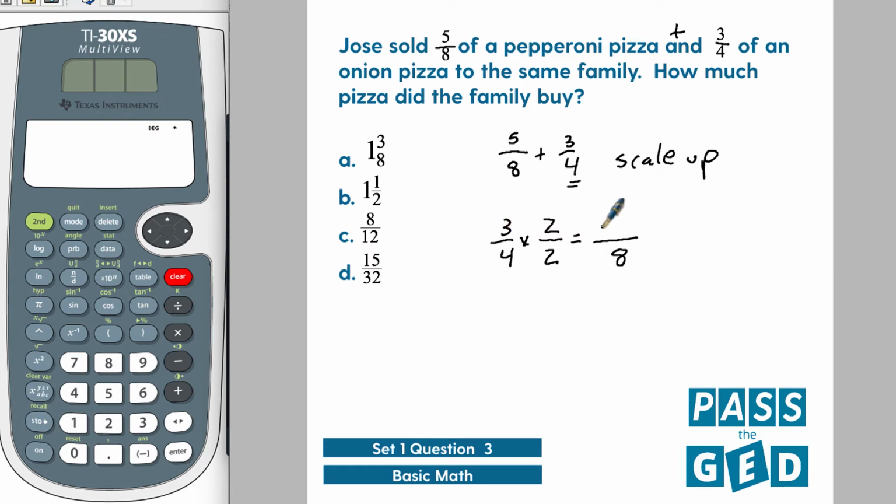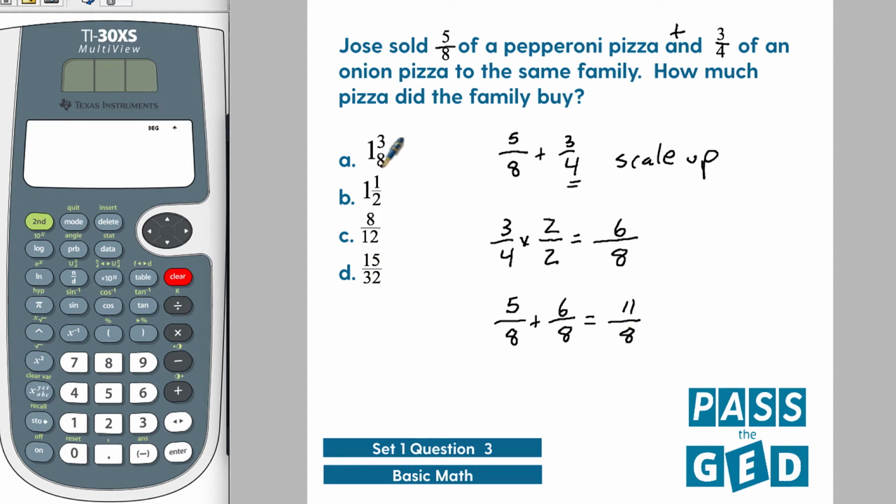And so 3 times 2 is 6. So now we can add these together. We've got 5 over 8 plus 6 over 8. And that equals 11 over 8. You don't add the denominators and get 16. You just add the top here. And so we've got 11 over 8.